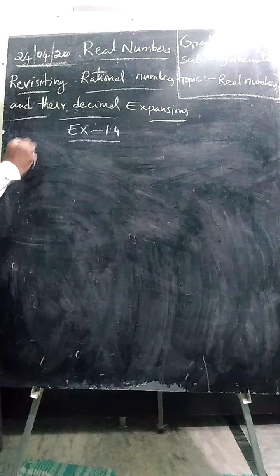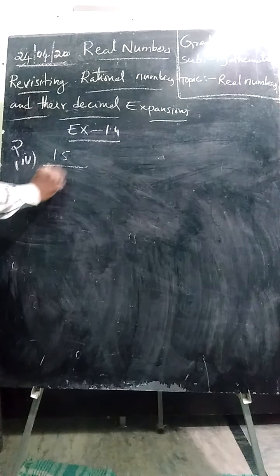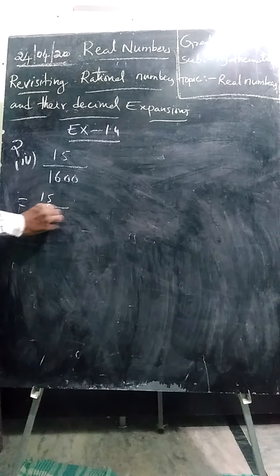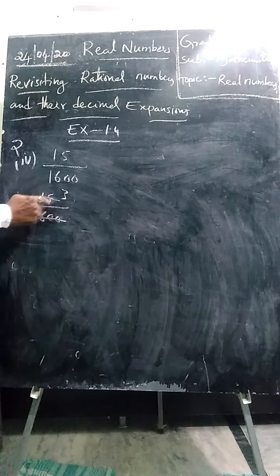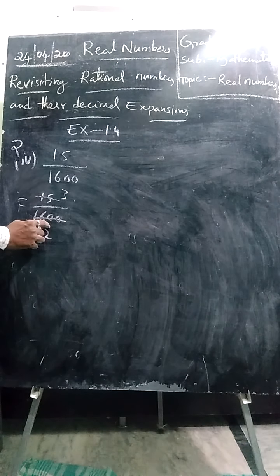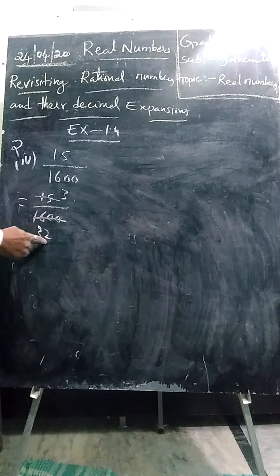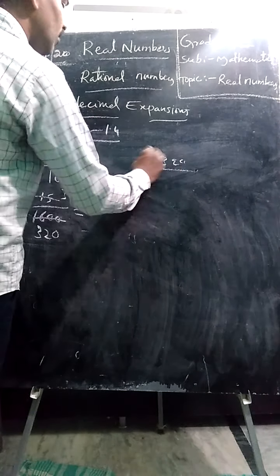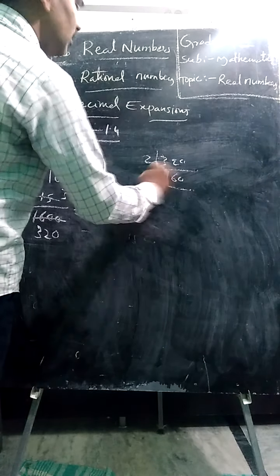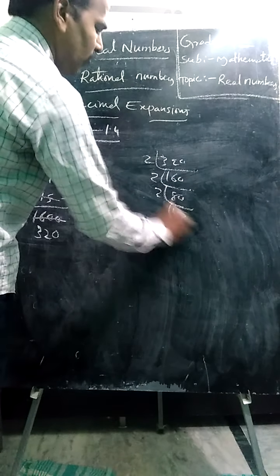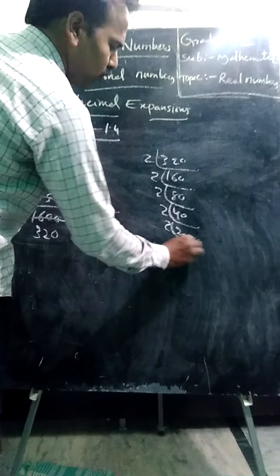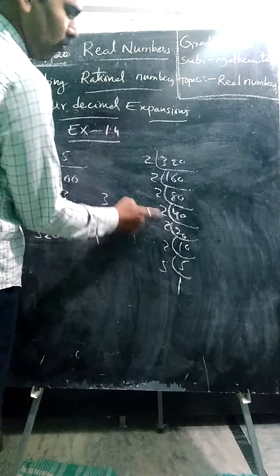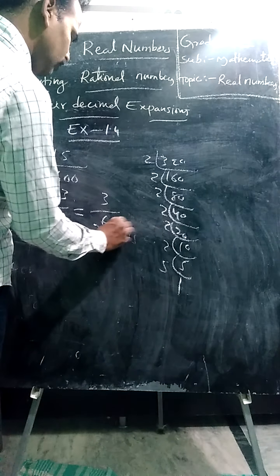Fourth I will explain. That is 15 by 1600. If it is not in lowest form, first step, write the lowest form of this as we discussed. 5 threes are 15, 5 twos are 10, so it is 3 by 320. Write 3 by 320 in decimal form. 320 is 2 160, 2 80, 2 40, 2 20, 2 10, 2 5, 5 ones. Means 2 power 6 into 5 power 1.